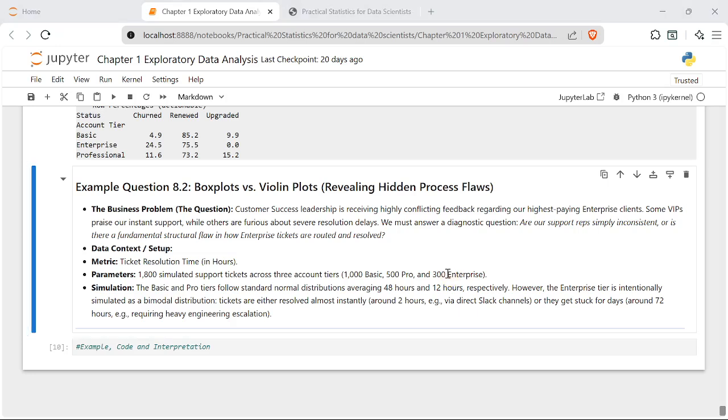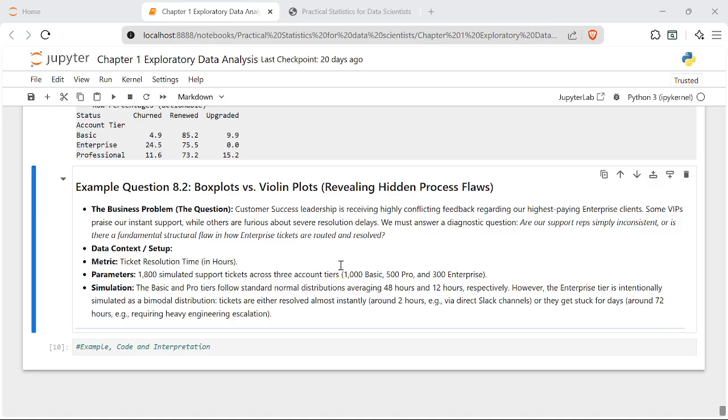Imagine you are leading customer success and you are getting completely contradictory feedback from your highest paying enterprise clients. Half of your VIPs are praising your team for instant support, while the other half is furious about severe days-long resolution delays. Today we are going to use data visualization to answer a critical diagnostic question.